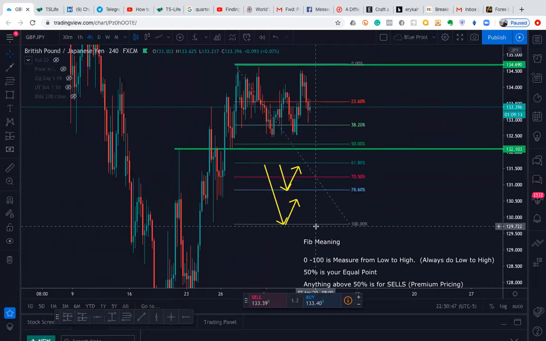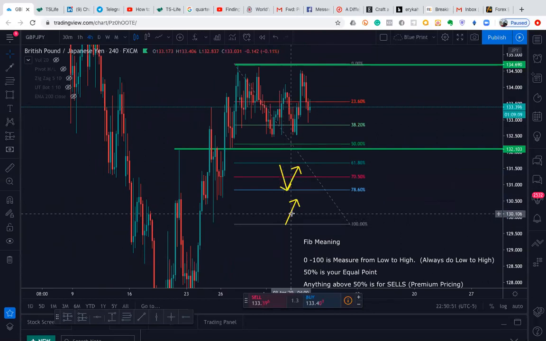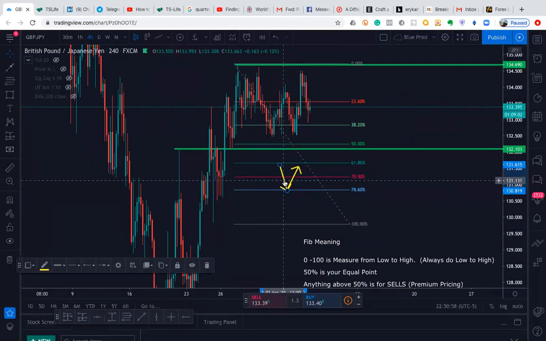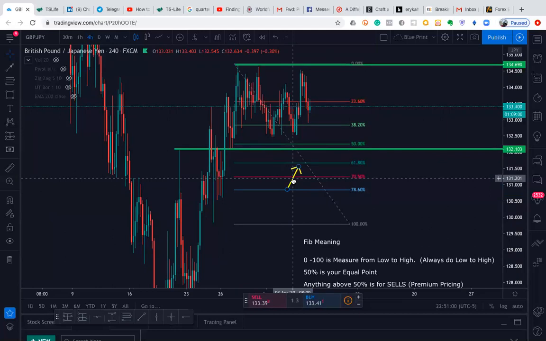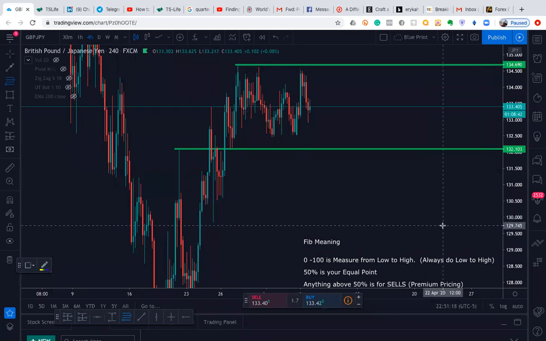Let's get rid of this. Let's get rid of this. Let's get rid of this. Okay, let's get rid of our fib. All right, and then now you come over to your fib. Again, 0 to 100 is measuring from low to high. Always do it from your lowest low.